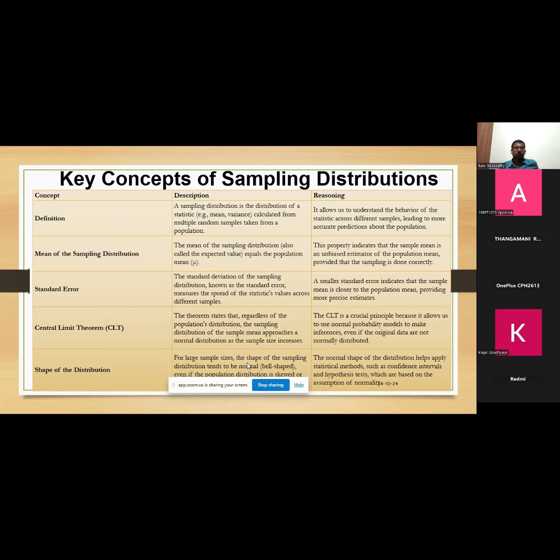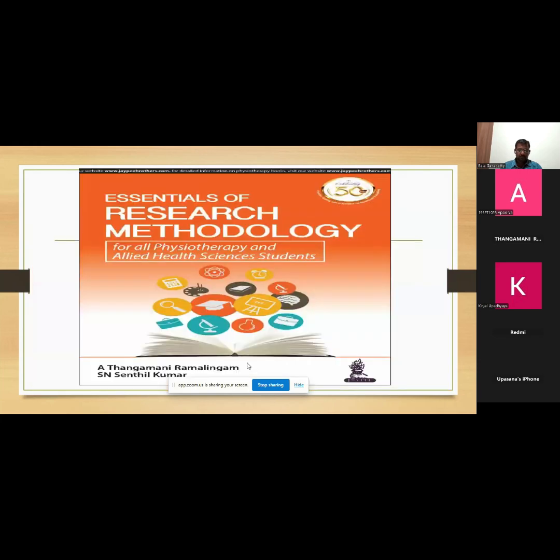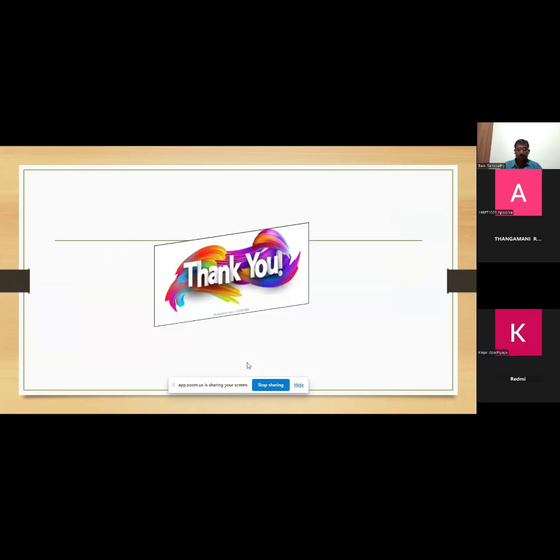If it is not that way, then we cannot use those tests. We have to go for some other non-normality statistics. For example, if you want to do a t-test, definitely your sample should be normally distributed. If it is not, you have to go for a non-parametric test. This is the book written by me. You can read this book if you want. All the details will be there in the book also.